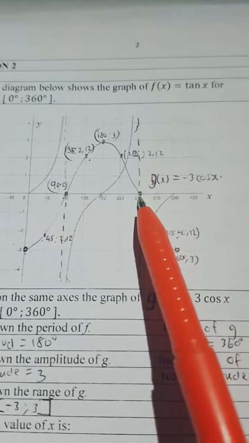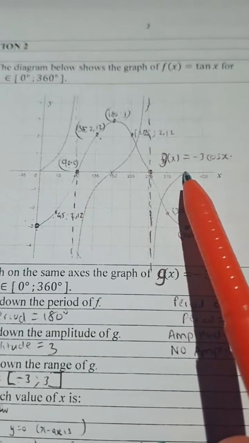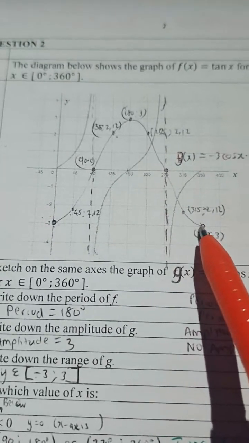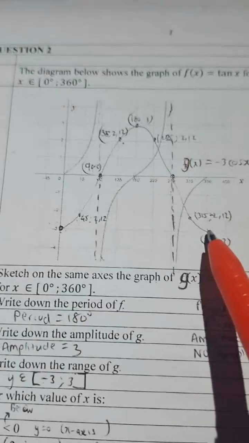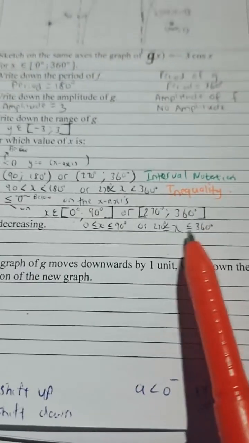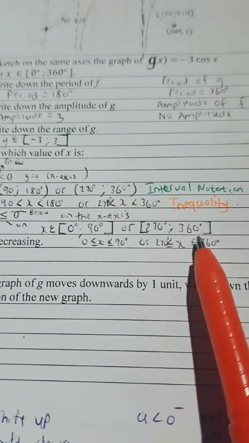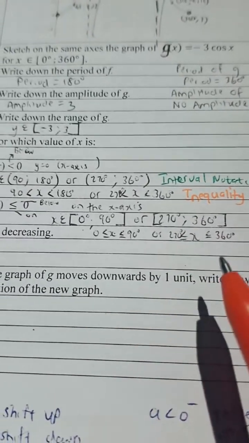Okay, so yes guys, 270 we include because it's on the x-axis. 360 we also include because the function is negative there at that point, and it's negative everywhere between. So that's why we say x is greater than or equal to 270 but less than or equal to 360.